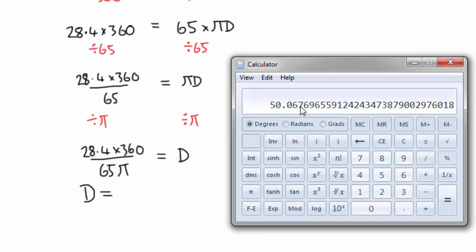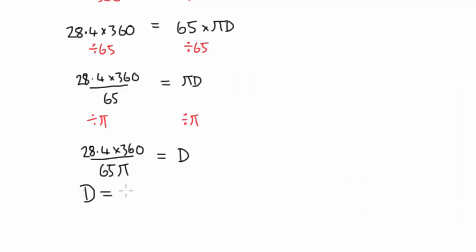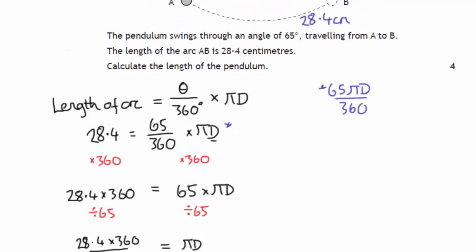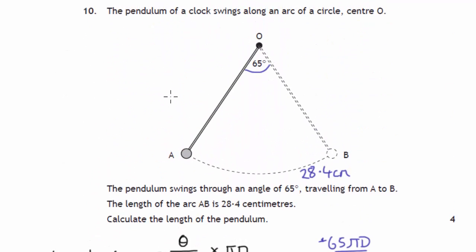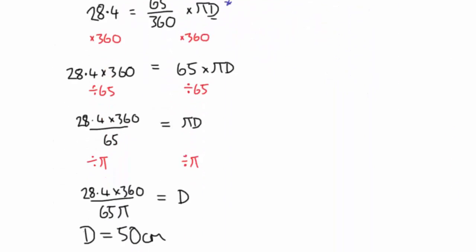50.067, just going to say 50 centimetres. Okay, but remember that's the diameter. The length of the pendulum is essentially the radius of the circle. So what you then have to do is divide that by 2.